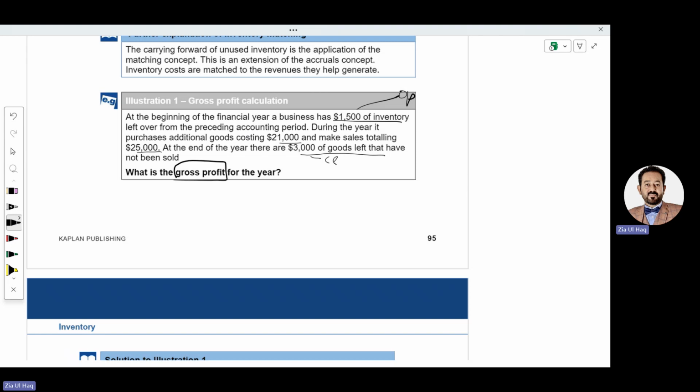Come on. It's not that difficult. What is sales? Sale is 25,000. Cost of sale: what is opening inventory? Opening inventory is 1,500. What is purchases? Purchases is 21,000. What is closing inventory? It's 3,000. So what is cost of sale? 1,500 plus 21,000 is 22,500, minus 3,000, 19,500 is cost of sale. So what is gross profit? 5,500. 5,500 is the gross profit figure.